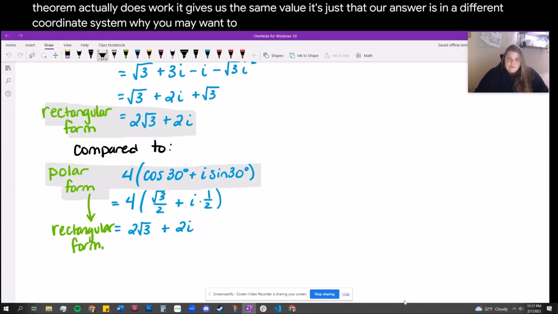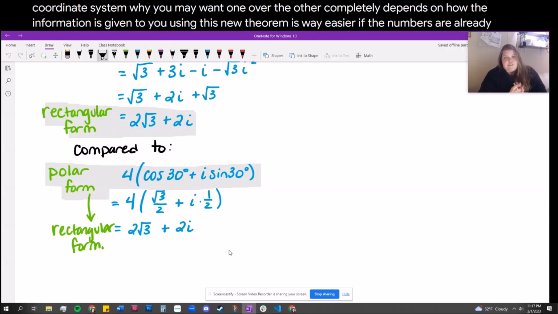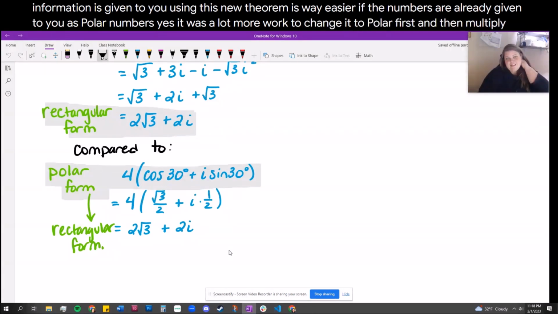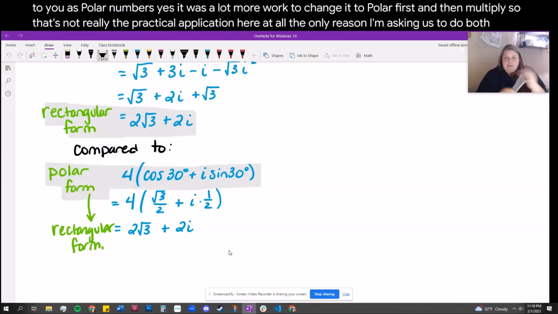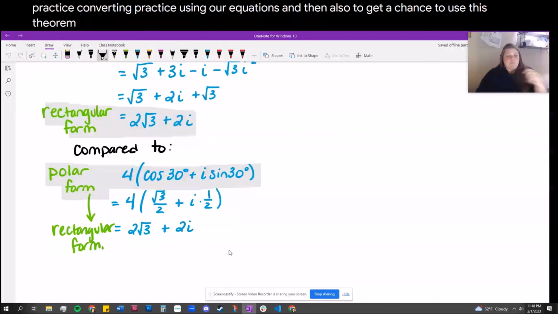Why you may want one over the other completely depends on how the information is given to you. Using this new theorem is way easier if the numbers are already given to you as polar numbers. Yes, it was a lot more work to change it to polar first and then multiply, so that's not really the practical application here at all. The only reason I'm asking us to do both is to practice converting, practice using our equations, and then also to get a chance to use this theorem.